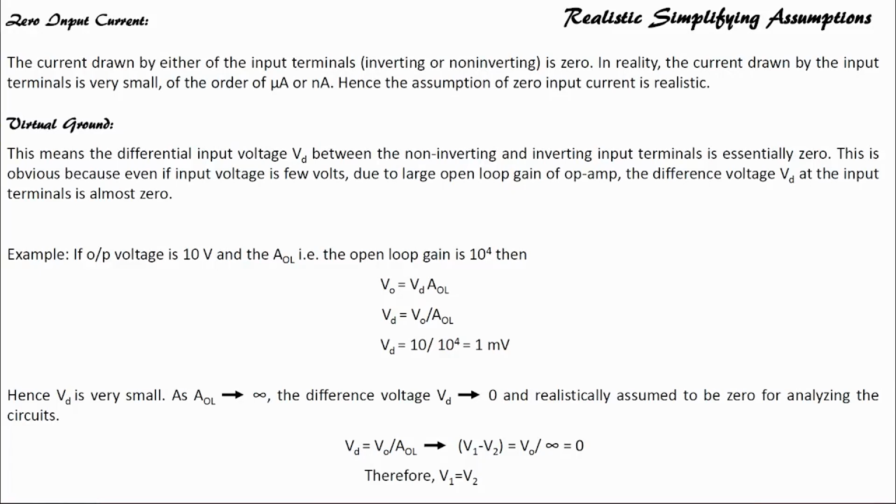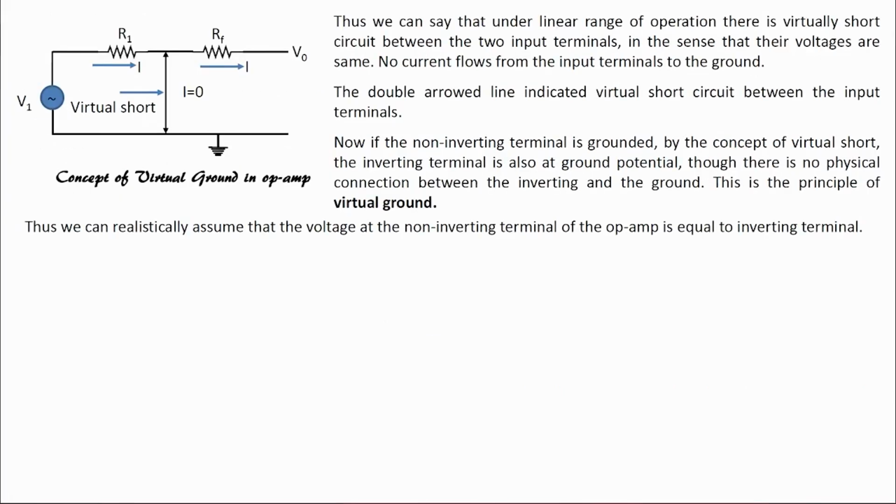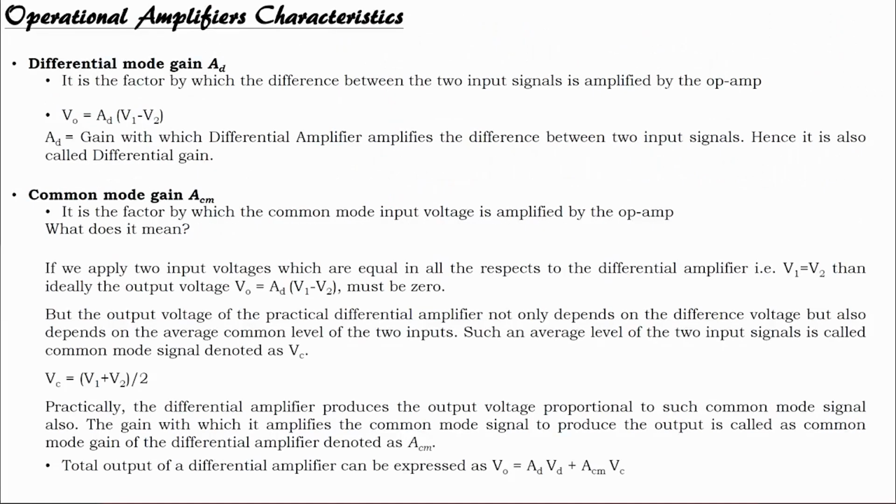Second is virtual ground, very important in case of operational amplifier. This means the differential voltage Vd between the non-inverting and inverting terminals is essentially 0. This is obvious because even if the input voltage is a few volts, due to the large open loop gain of the operational amplifier, the difference voltage at the input terminal is almost 0. We have seen that, right. So even if one of the terminals is grounded, the second terminal is also considered as a ground, and that is the concept of virtual ground.